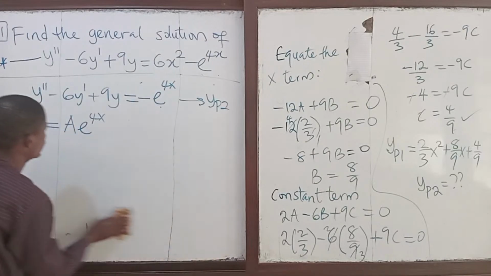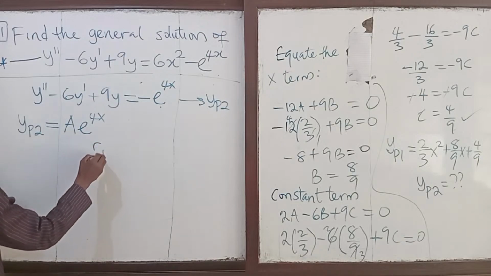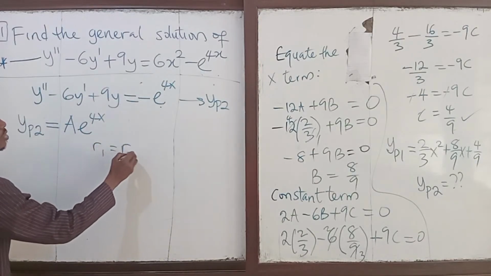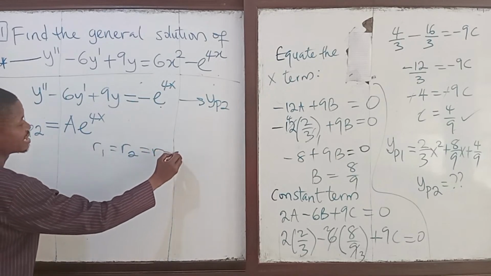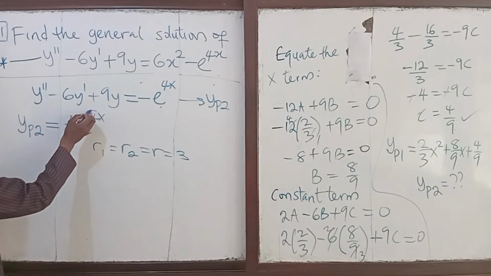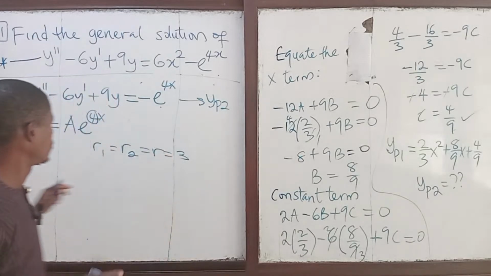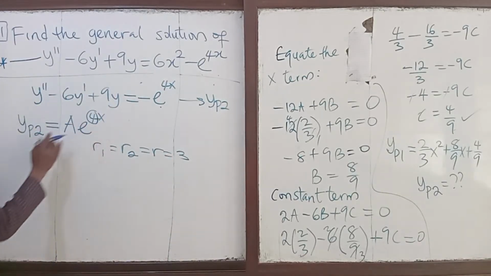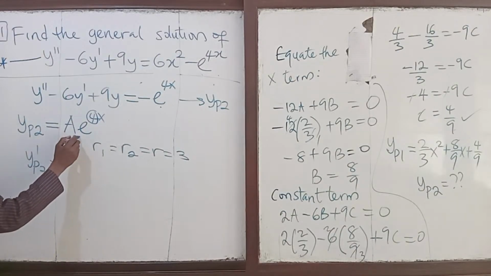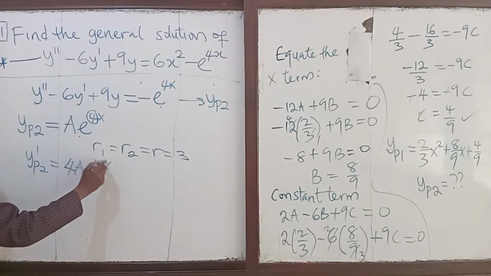If you check this one, the auxiliary root we had, r1 equal to r2, is 3 in this case, and the r here is 4, so they are not the same, they are not equal. So this is our yp2. Let's get the first differential for yp2. If you get the first differential, this will be 4 times this one.